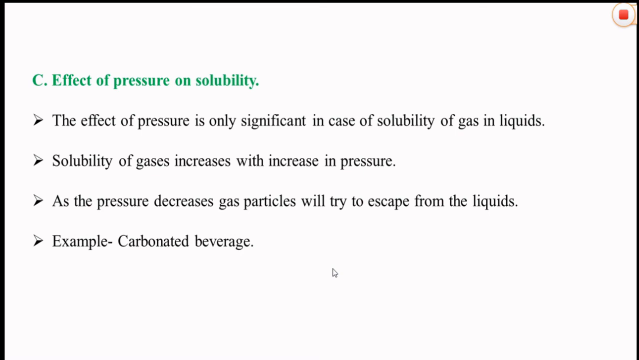For example, carbonated beverages provide the best example of this phenomenon. All carbonated beverages are bottled under pressure to increase the carbon dioxide dissolved in the solution. When the bottle is opened, the pressure above the solution decreases. As a result, the solution effervesces and some of the carbon dioxide bubbles off.